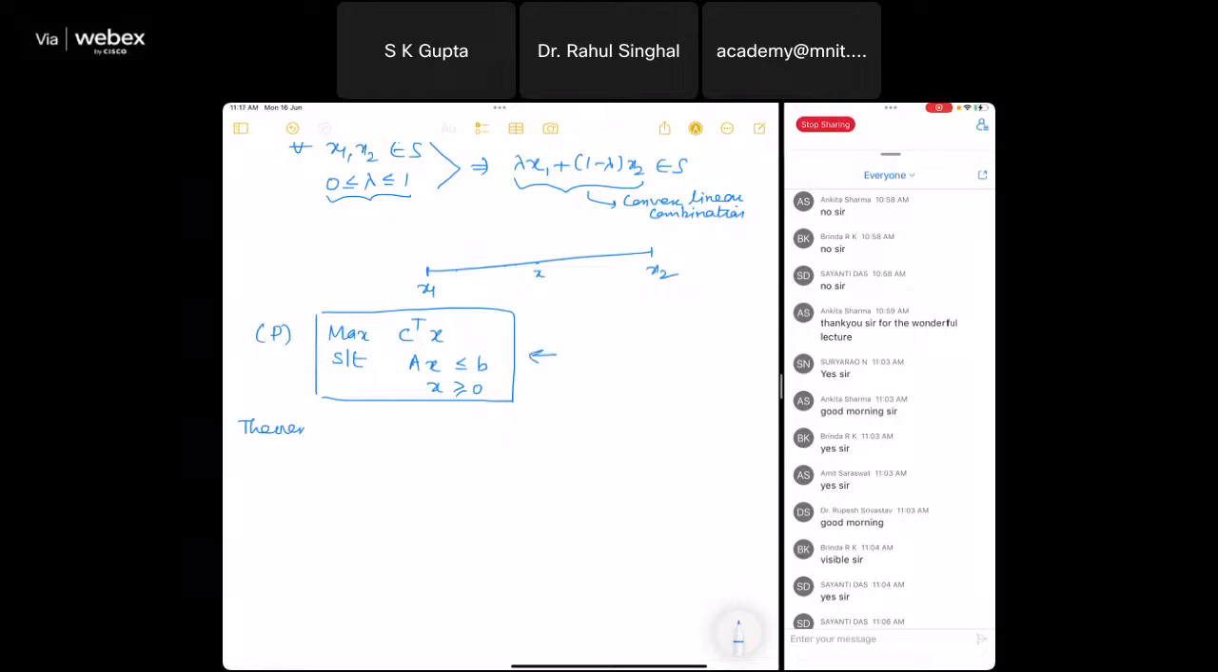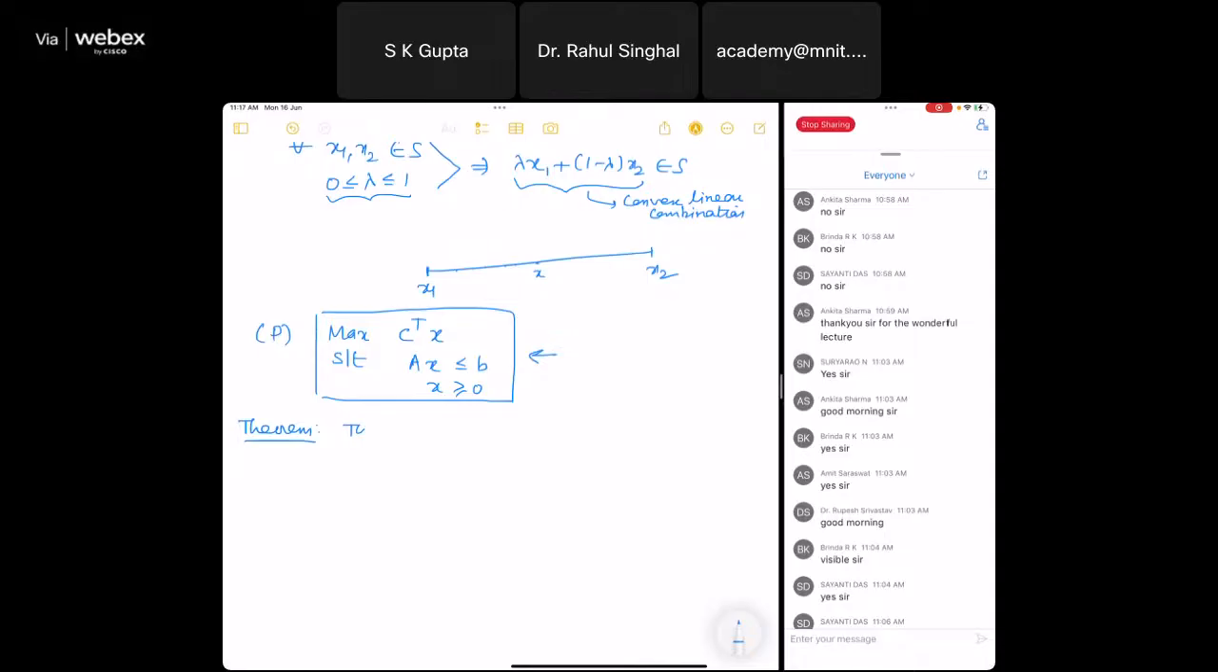The first result is basically that the feasible region of any LPP is always a convex set. So you take any LPP, and if you draw the feasible region, it is always a convex set.